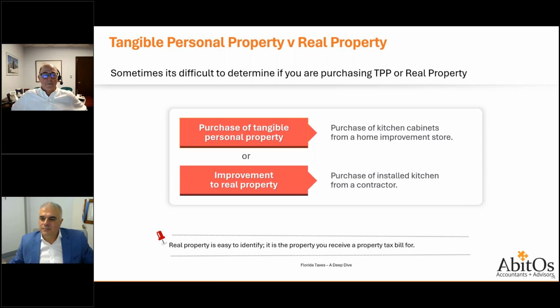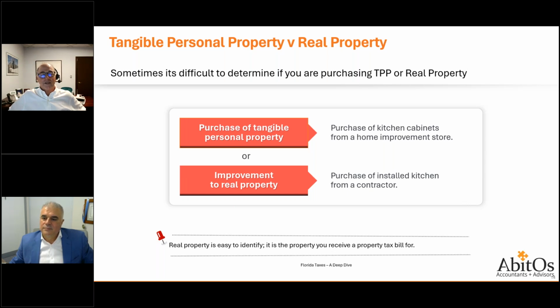Tangible personal property is just that. In our slide here, if you go into a home improvement store and you buy kitchen cabinets, put them in your truck and bring them home, you've purchased tangible personal property subject to our 6% sales tax.